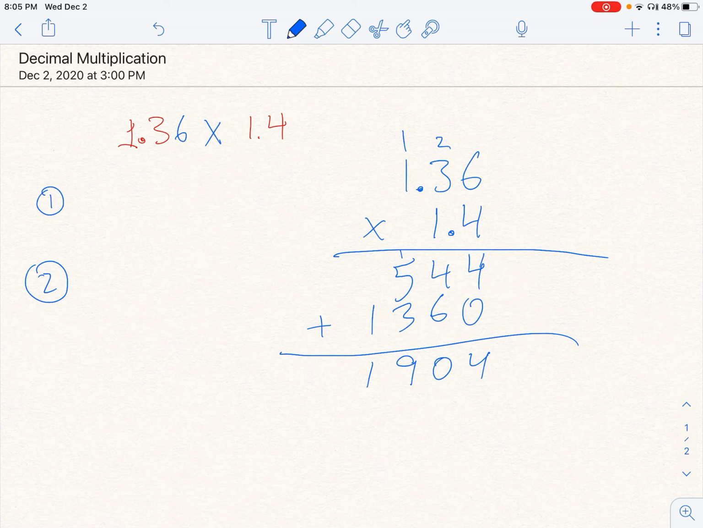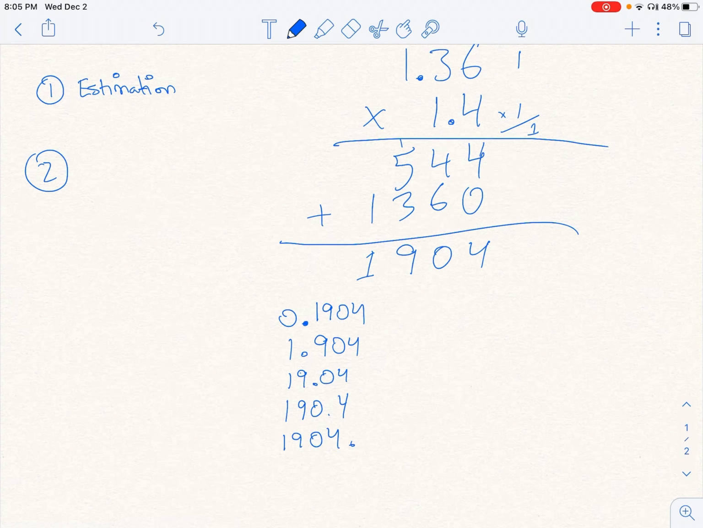So I look at my answer here. Where could I put the decimal so that it's closest to 1? I'm just going to show you the options of what we could have. We could have the decimal in front. We could have the decimal there. We could have the decimal here, or here, or here. Which one of those would be closest to 1? Well, not that, not that, not that. That would be the closest, so I will place my decimal there.